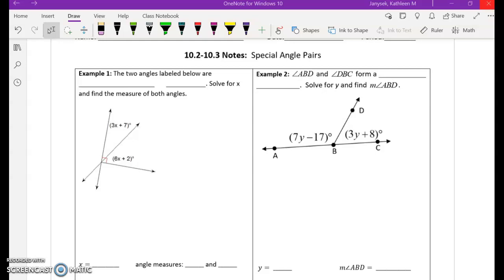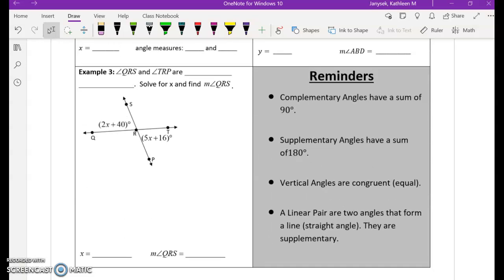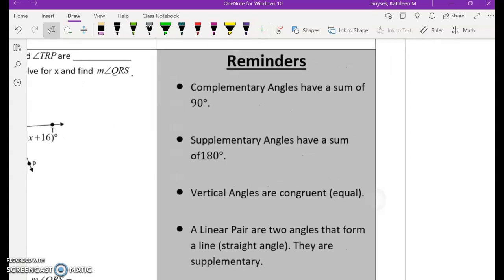Hi everyone. So today we're going to be looking at that vocabulary that we learned yesterday and the different types of angles that we talked about and how we can use them to determine the measure of certain angles. So let's recall what we learned. At the bottom of your notes you have a few reminders.